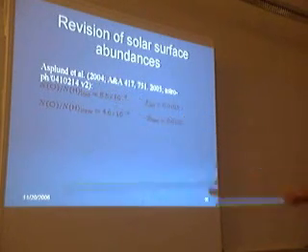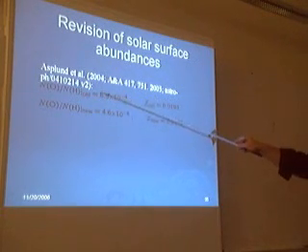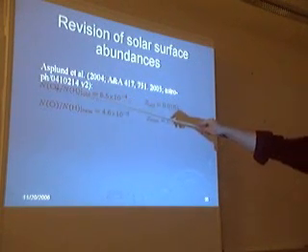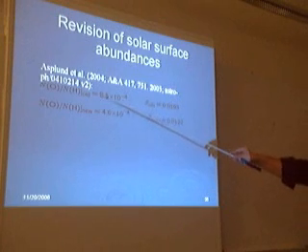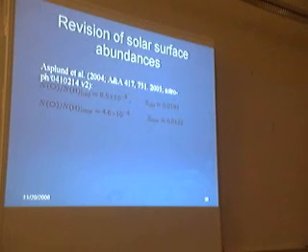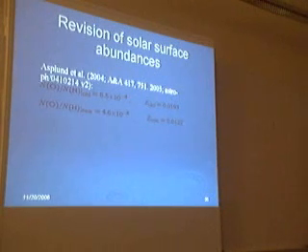Previously people used just a hydrostatic model of the solar atmosphere to calculate the spectral lines and then match the observed spectral lines. So that was the previous oxygen abundance. And then Asplund said that it should be a factor of 2 lower oxygen abundance.